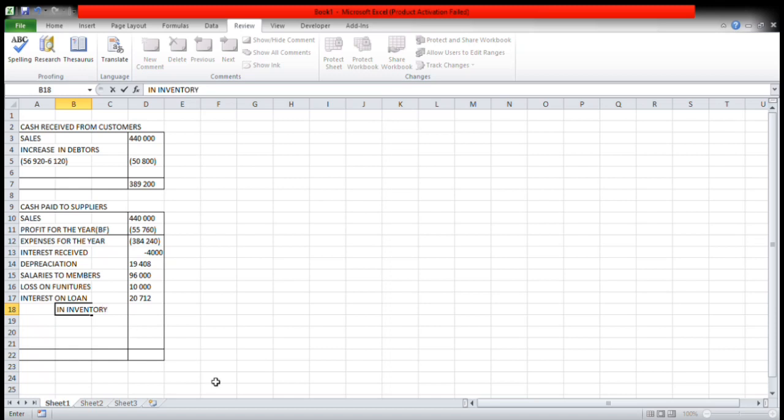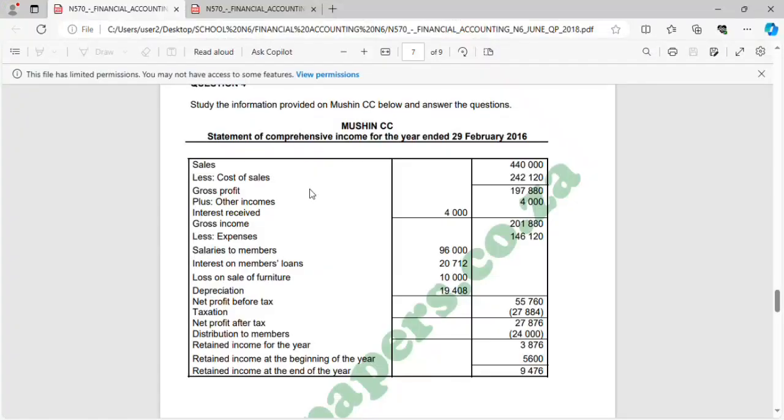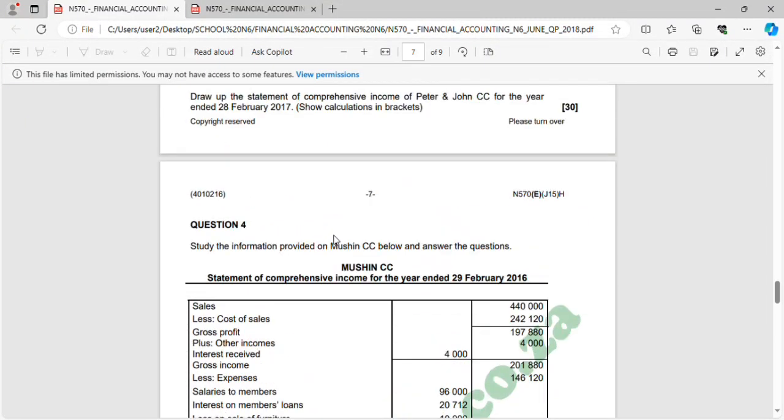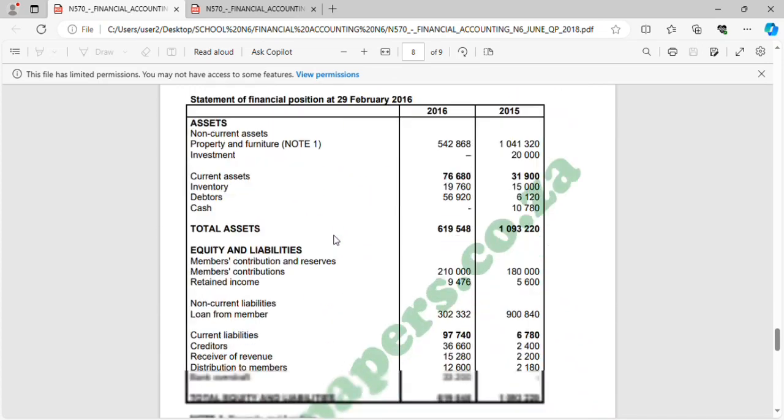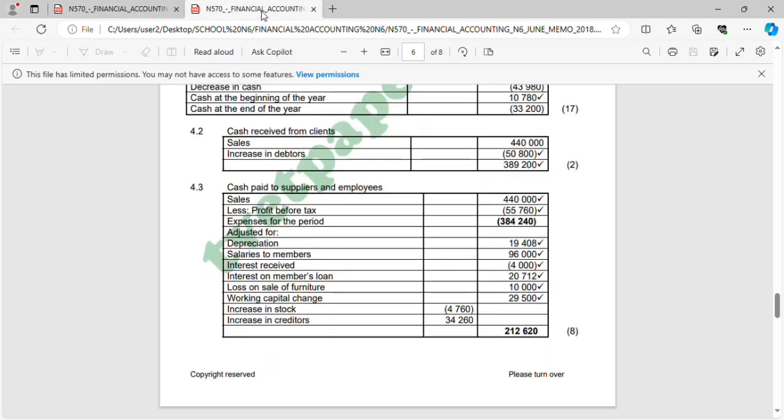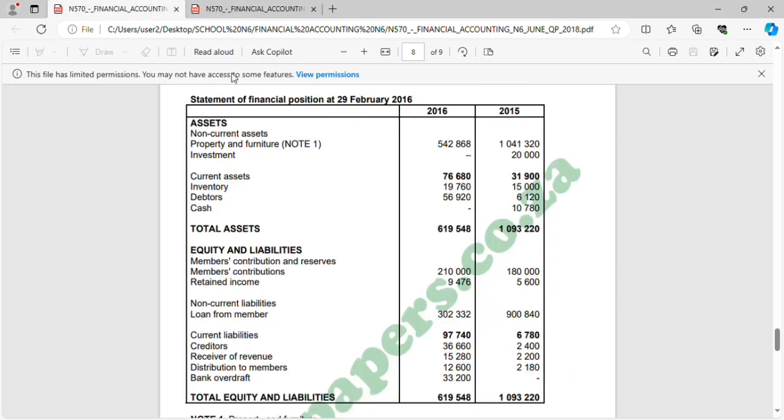Then let's go through the additional information. In this case, let's go through the statement of financial position. Under the current assets, that's where you're going to find the inventory. We have the previous year and the current year. The inventory amount for the previous year was 15,000, and the current year is 19,760. Obviously we have an increase when we're dealing with stock, right? So we're going to have an increase.